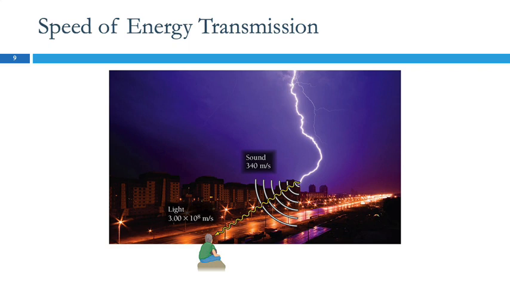Much, much, much faster. And so you may have heard, I always forget how many seconds it is per mile, but you can figure it out. So you see lightning, hit something, and then you can count the seconds until you hear the sound of the thunder. And that will tell you how far away that lightning strike was. And that's just based on the difference in the speed between the sound and the light.